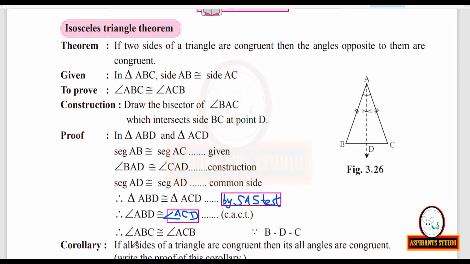Therefore, angle ABC is congruent to angle ACB because D lies between B and C. Angle ABD and angle ABC are one and the same. They are the same names. Similarly, angle ACD and angle ACB are one and the same names.